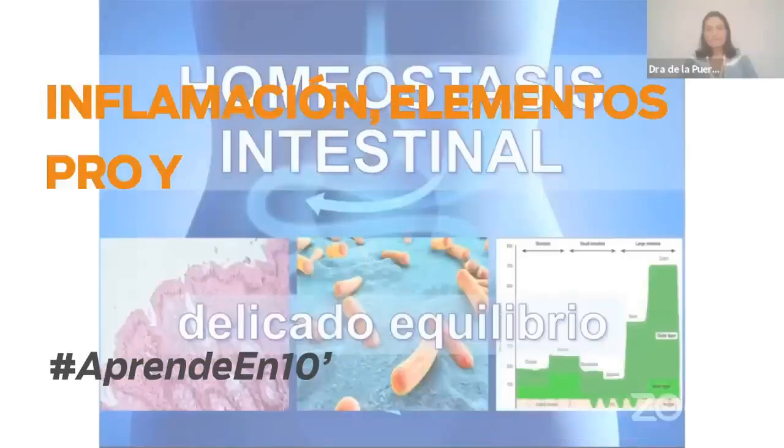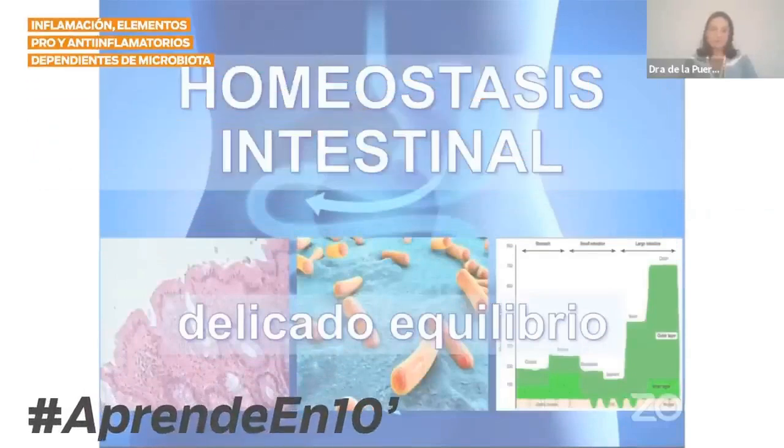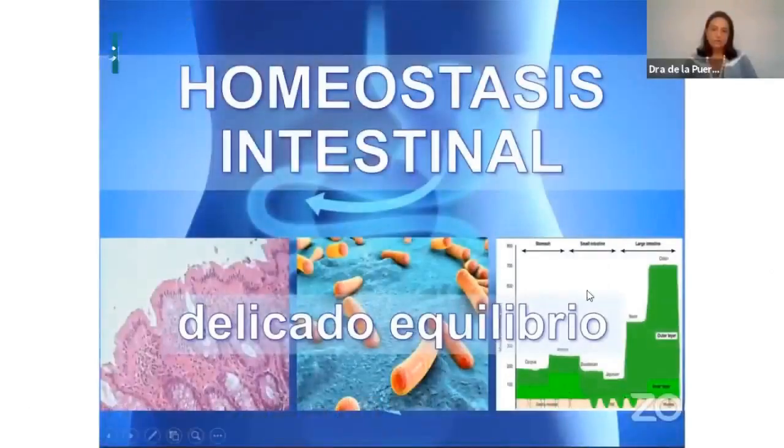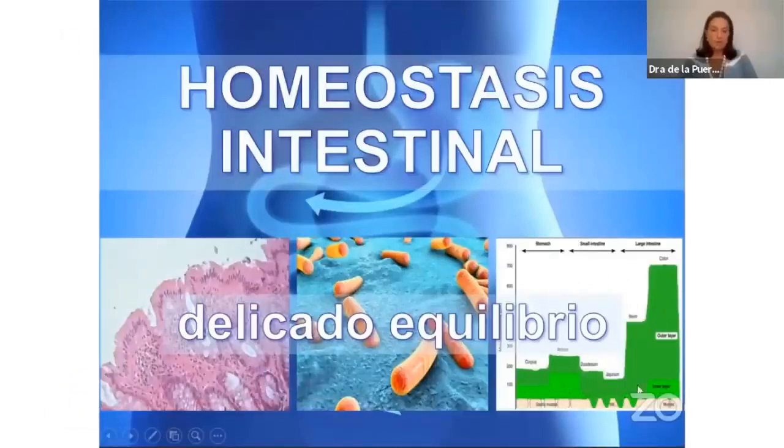Inflammation is the first symptom or the first important element that disrupts the delicate balance of intestinal homeostasis. I have placed these three photos that represent the three fundamental pillars that support intestinal homeostasis, and the central pillar, of course, is that of the microbiota. Next is the mucus layer.